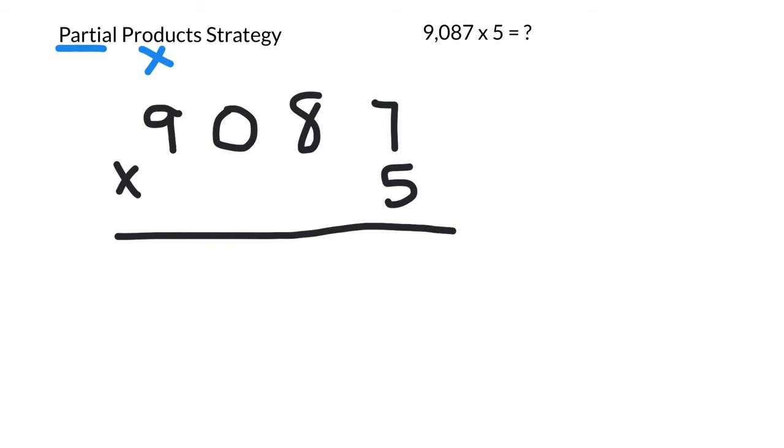I will again use my colors. So 5 times 7 is right here. And we know that 5 times 7 is 35. Instead of carrying, I'm just going to write 35, just like that. 5 times 7 is 35. Now I'm going to move on to my next place value.